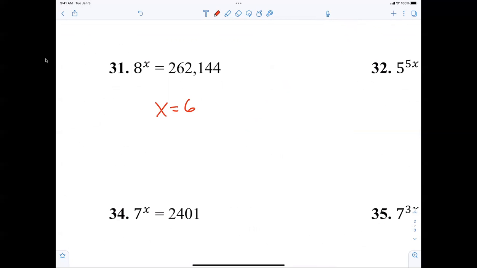Anybody having troubles? Molly, are you with me now with your calculator? So did you type it on your calculator, 8 to the x, and then go to your table and go 1, 2, 3, 4, 5, 6 until it gets to 262,144. You with me now, right? So you're just scrolling down until you get there.